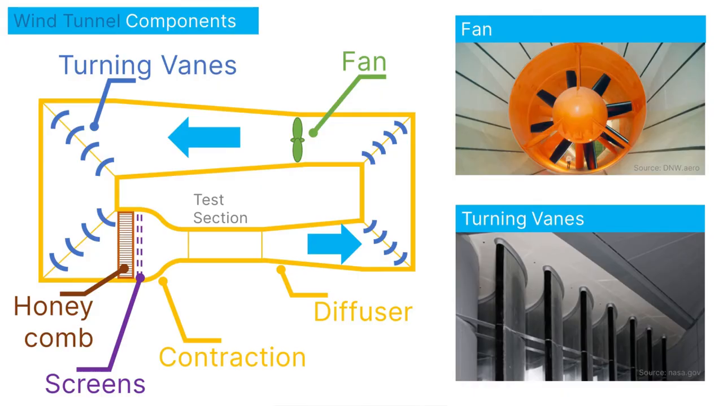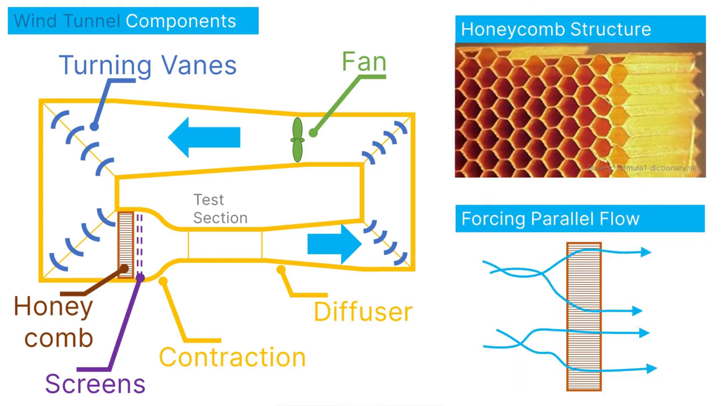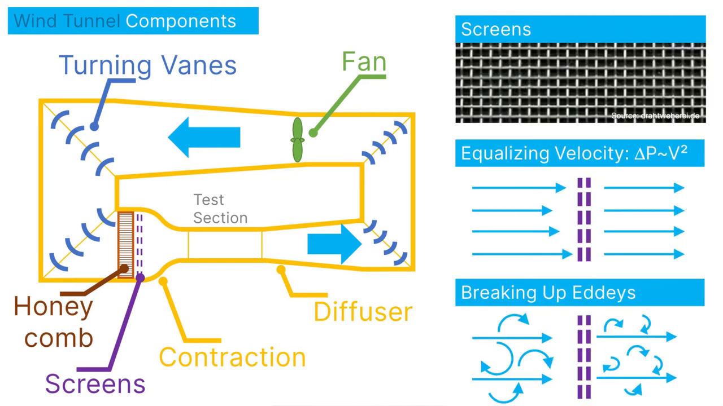First, the fan pushes the air forward. As the air hits the first corner, it goes through a set of turning vanes, which help to straighten the flow and to reduce the pressure losses. After the last corner, the air hits the settling chamber, where it first needs to go through a honeycomb structure. This is basically a set of tubes that force the air to move in a parallel way to reduce the swirl.